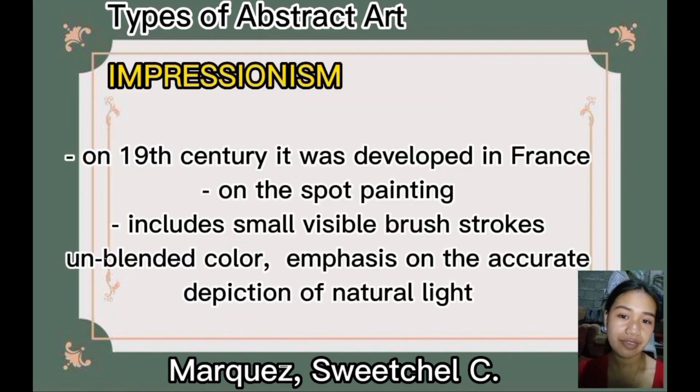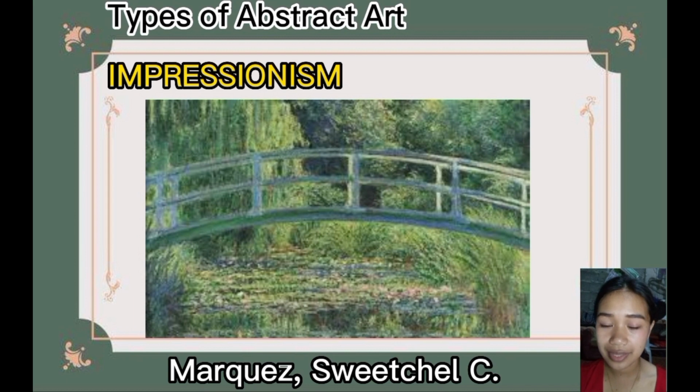Impressionism. It developed in France in the 19th century and is based on the practice of painting outdoors and spontaneously on the spot rather than in a studio from sketches. It is also characterized by small, visible brush strokes that offer the bare impression of form, unblended color, and an emphasis on the accurate depiction of natural light. This is an example of Impressionism art.